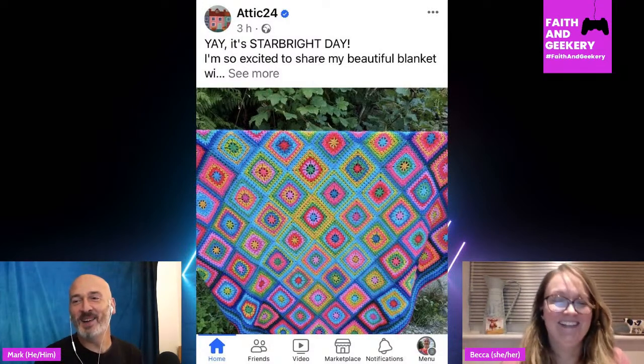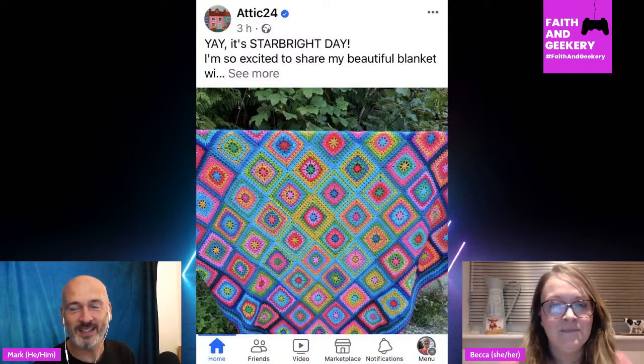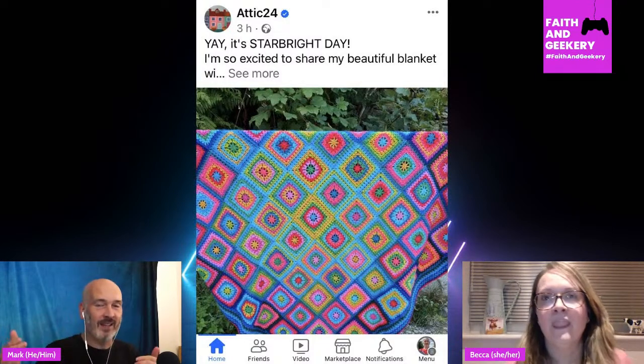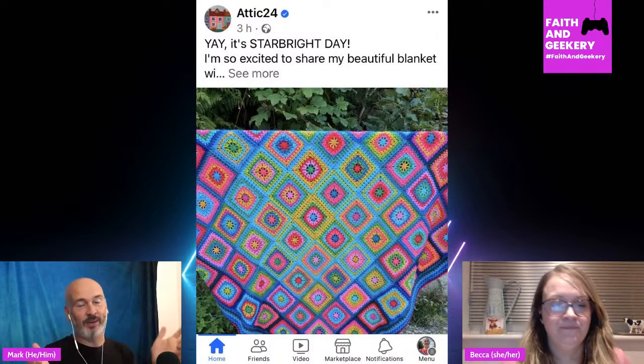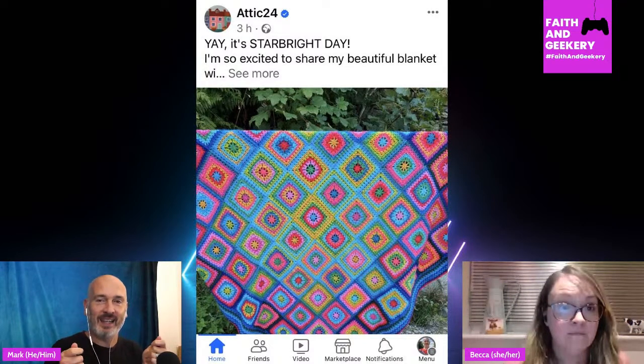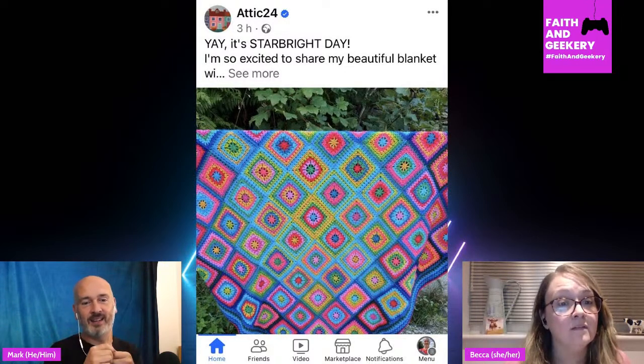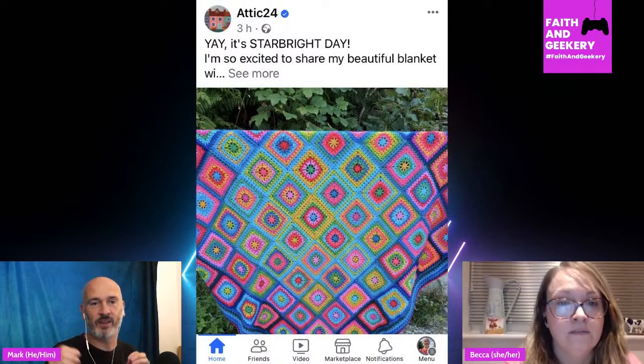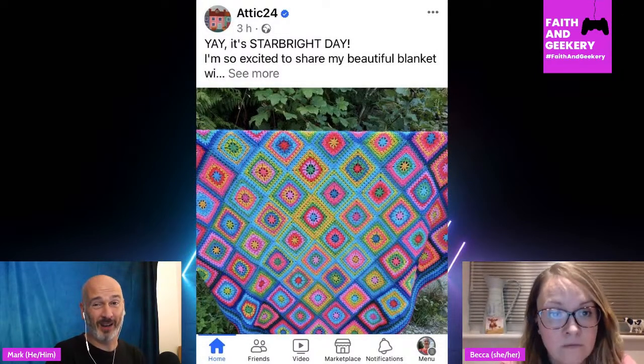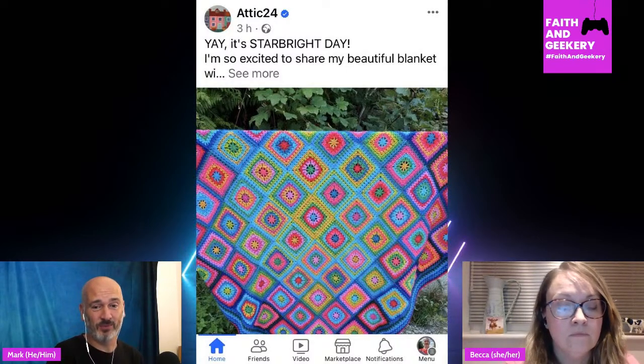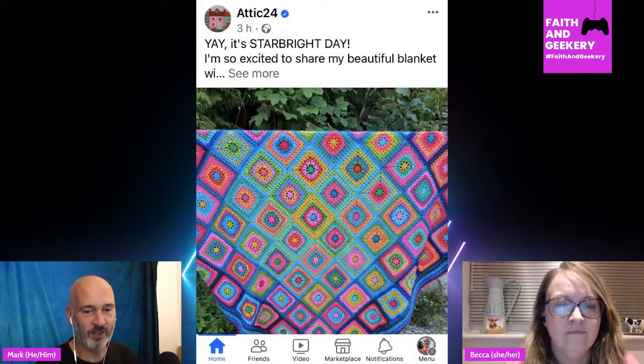So yeah, it's an Attic 24 blanket, and every year they release one around this time of year, and basically they then do a stitch along in January, so you can get the crochet kit, and they'll drop the further instructions. But these go like hotcakes. It goes really, really quickly. So yeah, that's really cool.